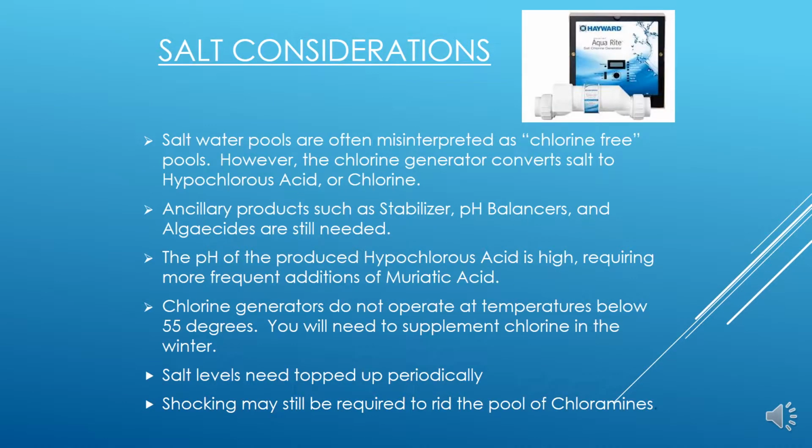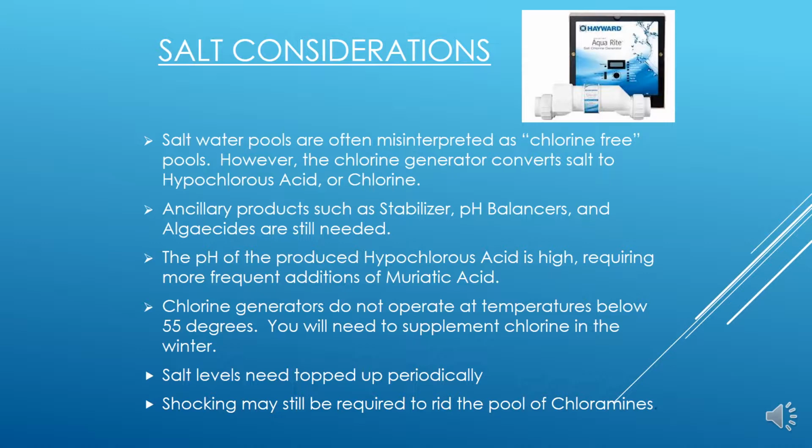Some salt pool considerations. Saltwater pools are often misinterpreted as chlorine-free. However, the chlorine generator converts salt to chlorine. Ancillary products such as stabilizer, pH balancers, and algicides are still needed. The pH of the produced hypochlorous acid is very, very high, requiring more frequent additions of muriatic acid to salt-generated pools.